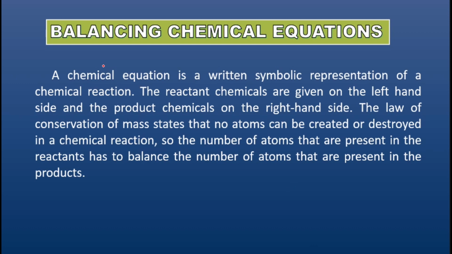A chemical equation is a written symbolic representation of a chemical reaction. The reactant chemicals are given on the left-hand side and the product chemicals on the right-hand side. The law of conservation of mass states that no atoms can be created or destroyed in a chemical reaction. So the number of atoms present in the reactants has to balance the number of atoms present in the products.